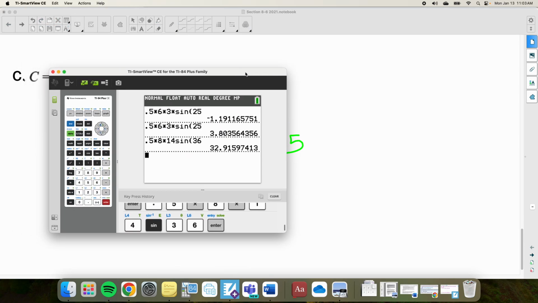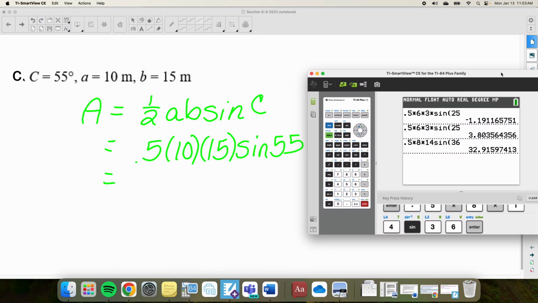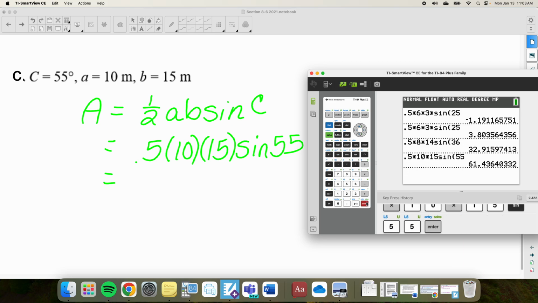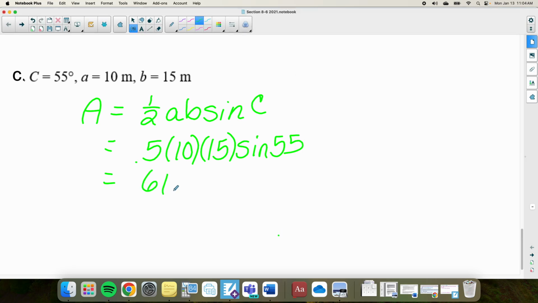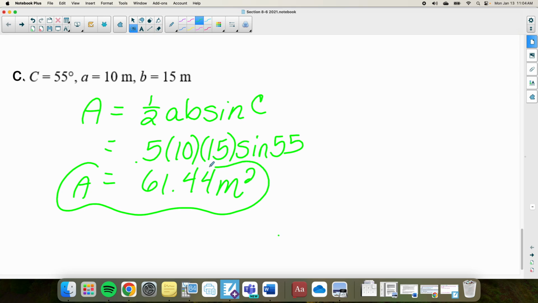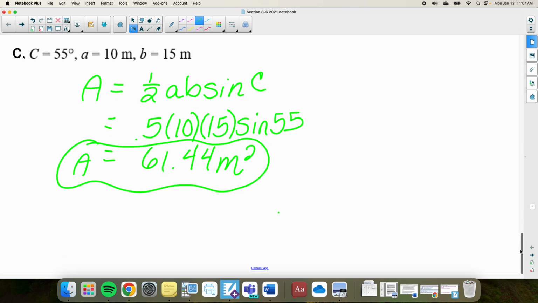And for that, 0.5 times 10 times 15 sine 55 is 61.44. And that's square meters. Okay. All right. Is that okay? Everybody understand that? All right.